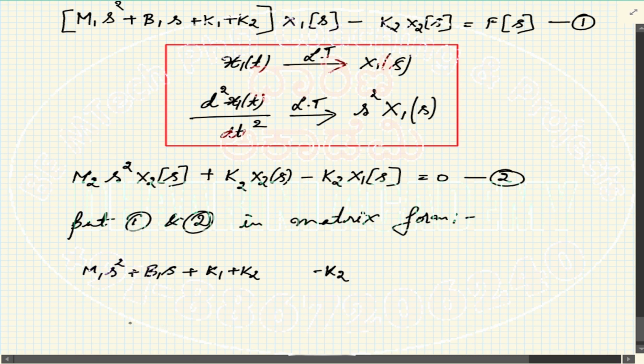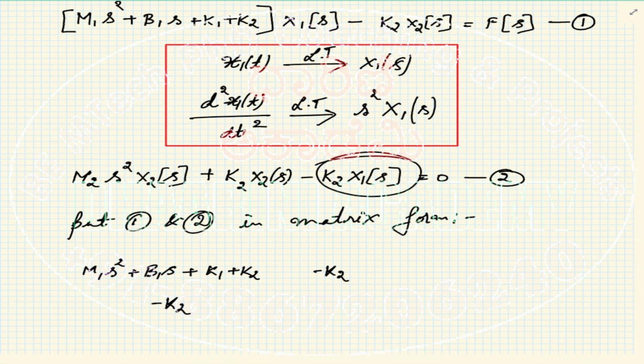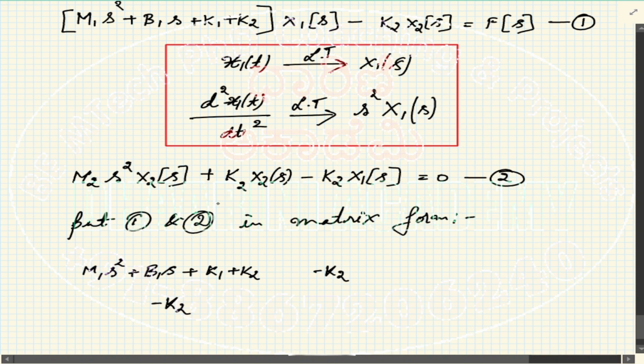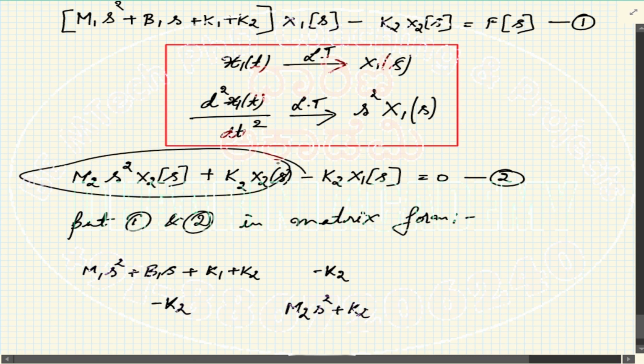Let's go to the next equation and write the coefficient of x1 first, because I started with x1. We have to stick to the same thing: either I write x1 first, x2 next, or the reverse. Since I wrote x1 first, I'll write the coefficient of x1 from the second equation, that is minus k2, because that's here. The coefficient of x2, I had not simplified it over there, but I'll club it and write it. So this is m2 s squared plus k2, correct? That's from here.